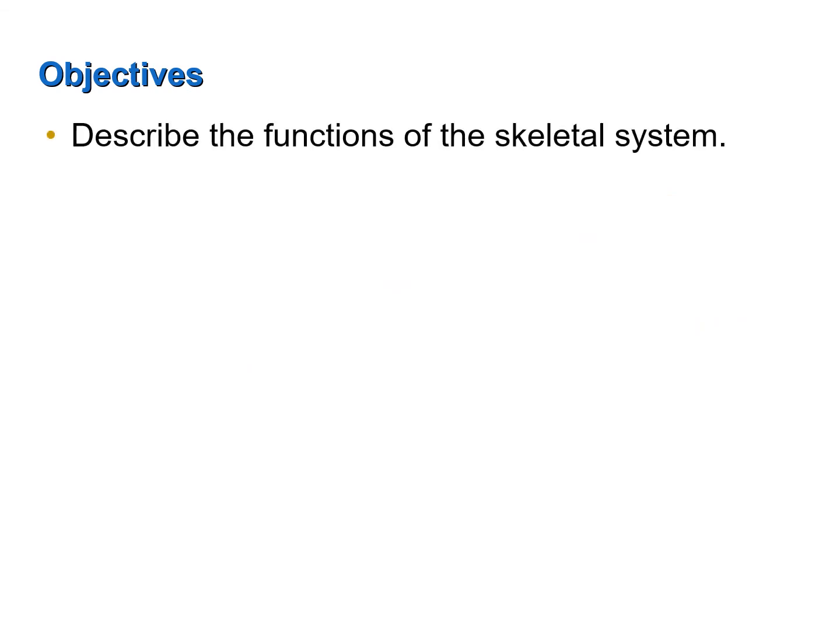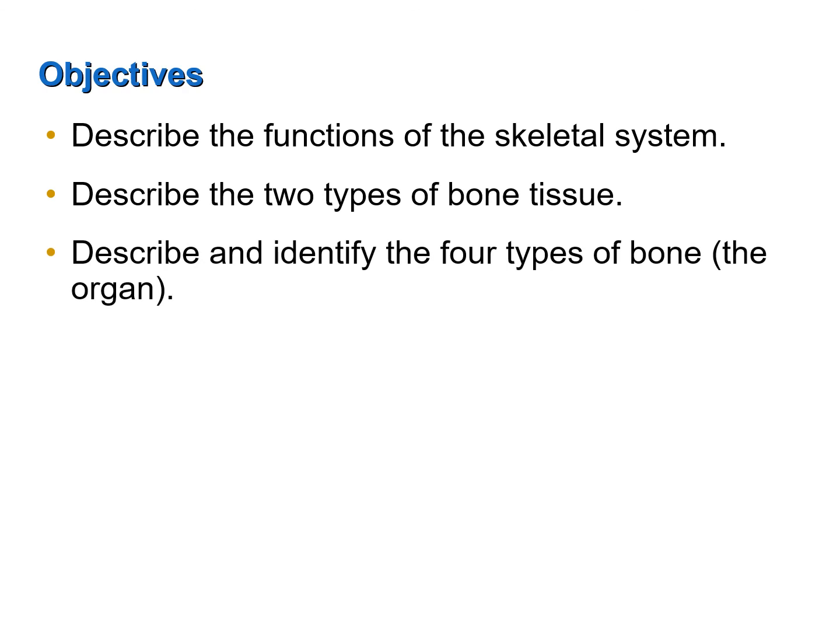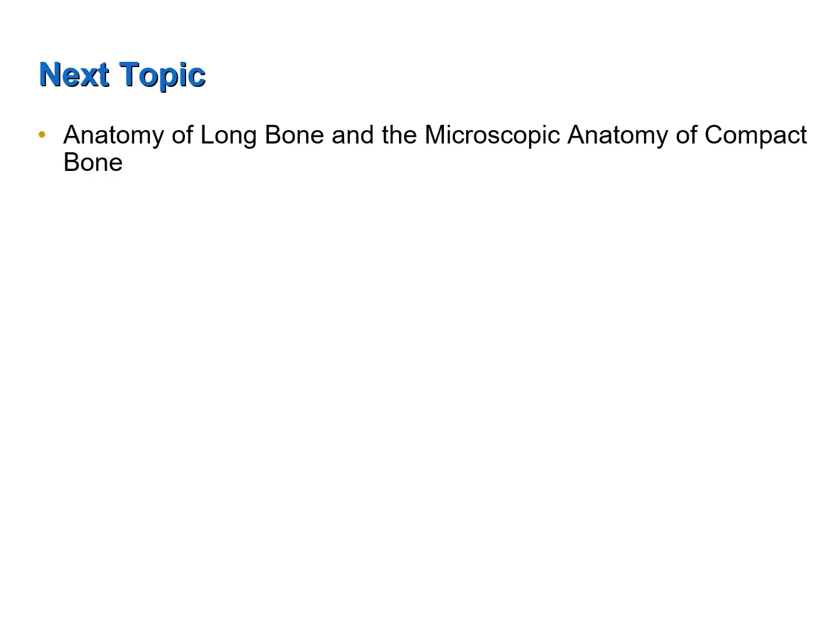So to review the objectives of this screencast: describe the functions of the skeletal system, describe the two types of bone tissue, describe and identify the four types of bone, the organ. The next screencast discusses the anatomy of long bone and the microscopic anatomy of compact bone.